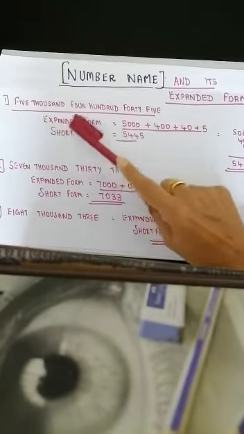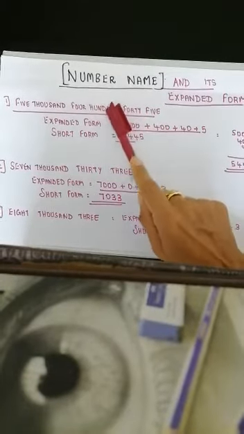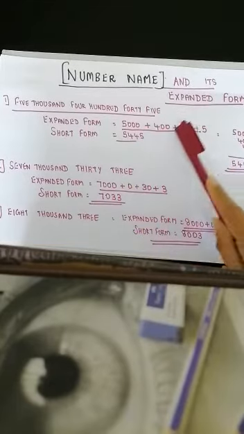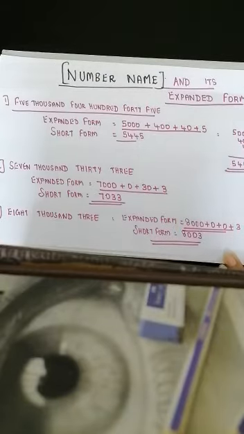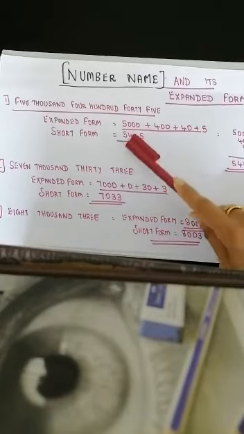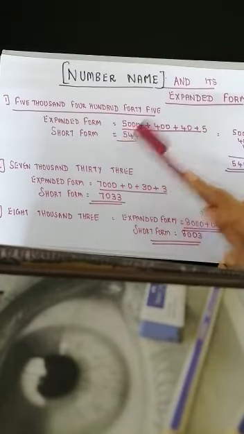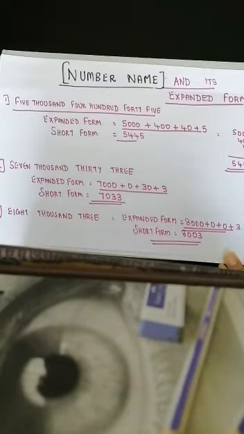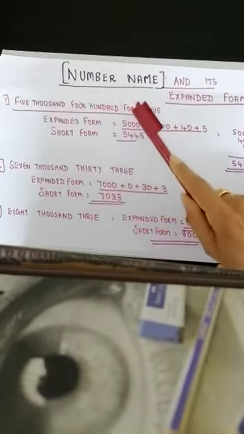5000. So the expanded form, just mention 5,000 plus 400 plus 40 plus 5. So this is the expanded form. And what is the short form? Short form means the total of the expanded form is the short form. So 5,000 plus 400 plus 40 plus 5, 5,445 is the number from the number name.